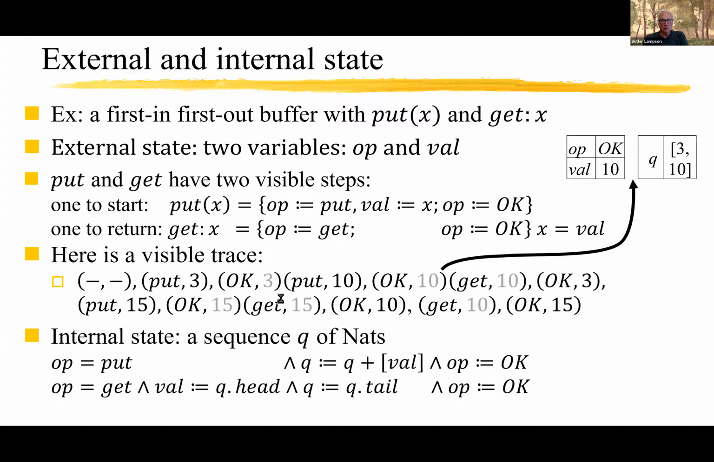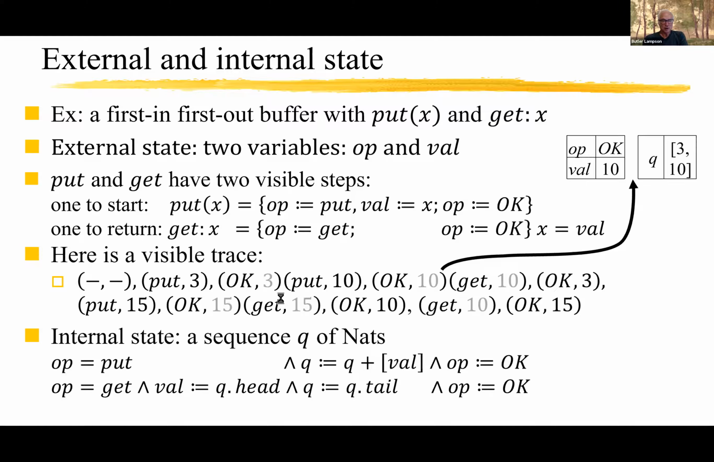In the case of put, the way you start the operation is that you set the op variable to put and the val variable to the value x that you want to put. And then you wait for the system to respond by saying, okay, I've done it. And in the case of get, you start a get by setting the op variable to get, and you wait for op to become okay, and then you get the value out of the val variable.